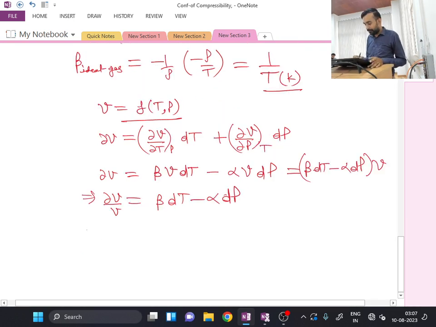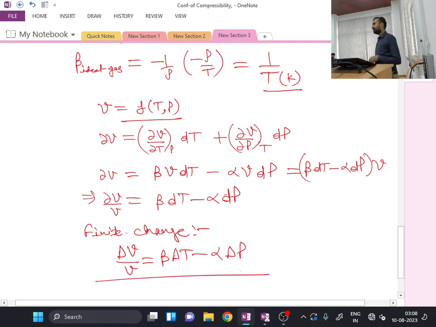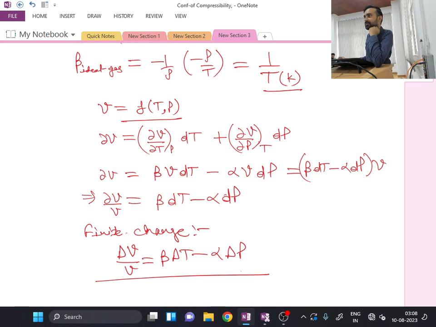And in terms of finite changes, so this is for an infinitesimally small change. If I have a finite change of the quantity, then I can write delta V by V is nothing but equal to beta times delta T minus alpha times delta P. Clear? Up to this point, is it clear?